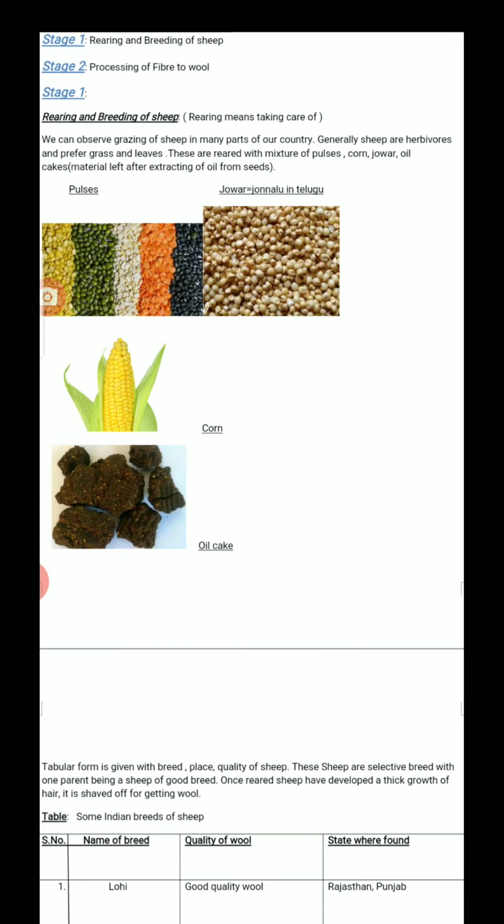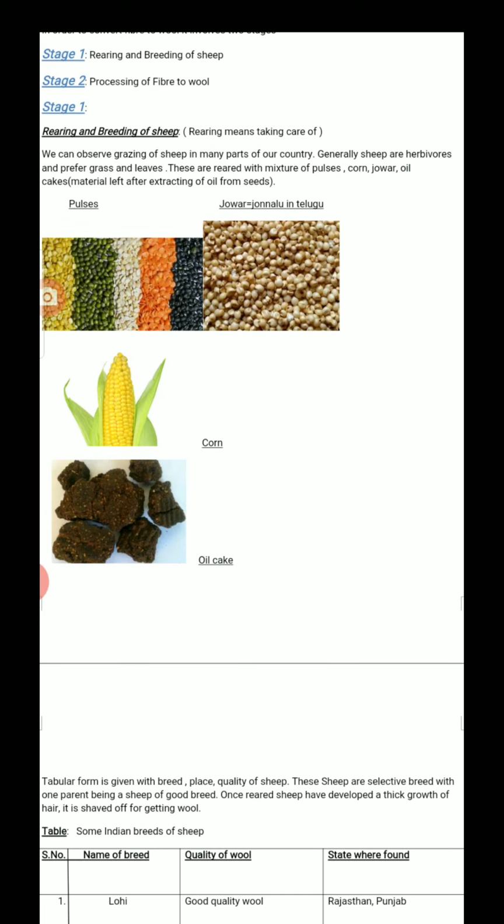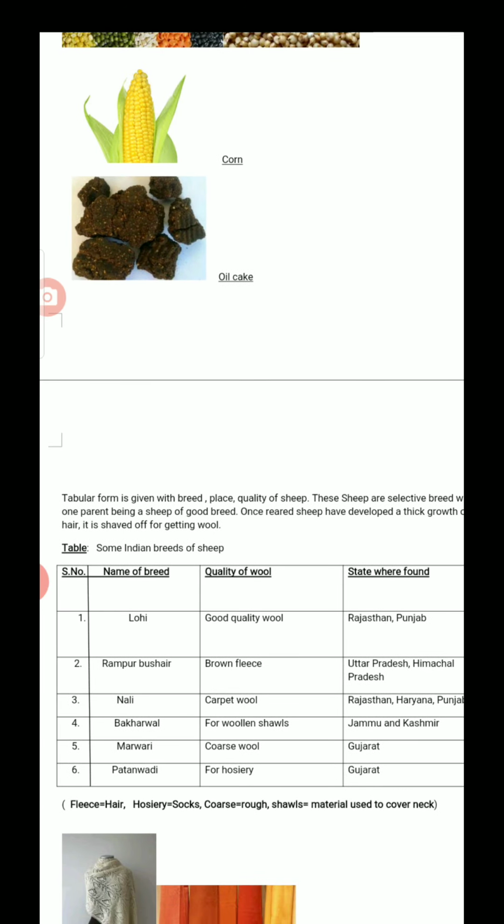Oil cake. These oil cakes are obtained after extracting oil from oil seeds, like palm oil seeds or groundnut. So after removing the oil from those seeds, we get a cake-like material, which we can see in this image. This food material is given to sheep for good health.